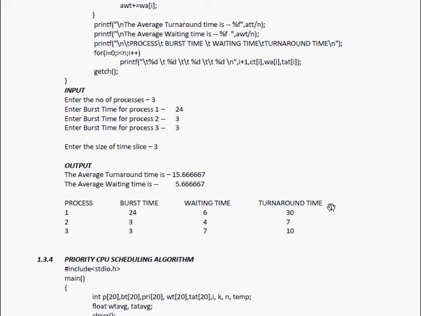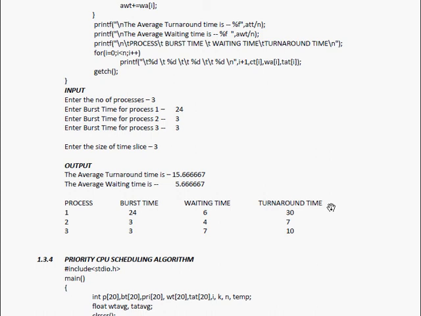Let us consider a set of processes where three processes are there, namely P1, P2 and P3, and they arrive to memory at time 0. The burst times of these three processes are: for process P1 the burst time is 24 milliseconds, for process P2 the burst time is 3 milliseconds, and for process P3 the burst time is 3 milliseconds. If we use a time quantum of 4 milliseconds, then process P1 gets the first 4 milliseconds.